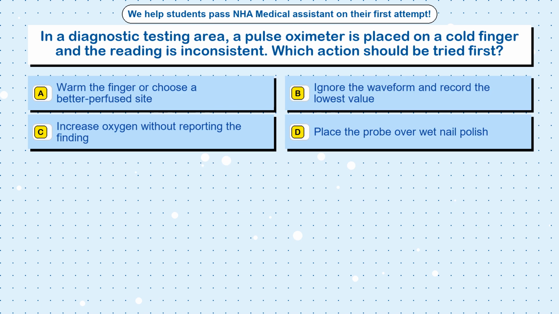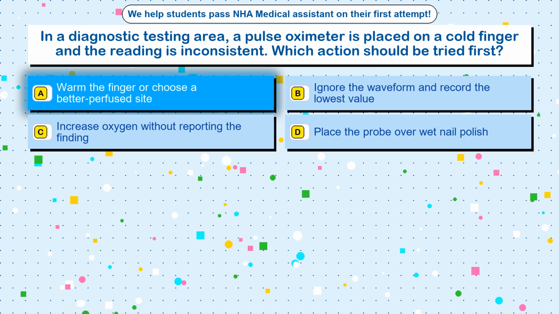Question 29. In a diagnostic testing area, a pulse oximeter is placed on a cold finger and the reading is inconsistent. Which action should be tried first? Option A, warm the finger or choose a better perfused site. Option B, ignore the waveform and record the lowest value. Option C, increase oxygen without reporting the finding. Option D, place the probe over wet nail polish.